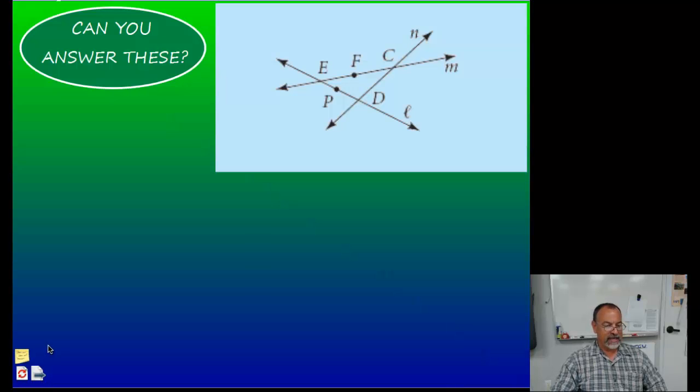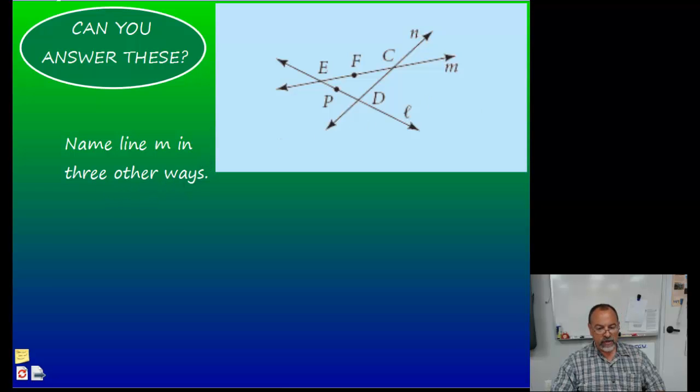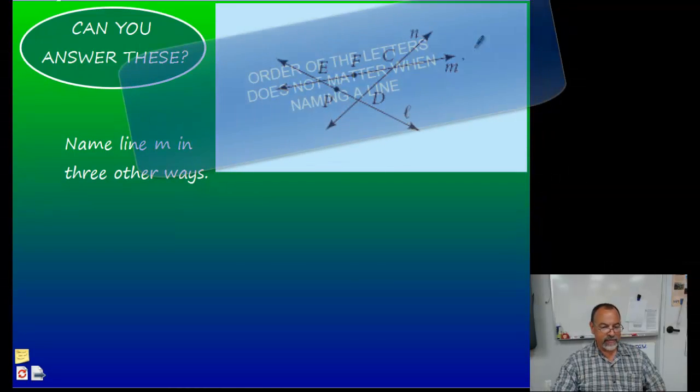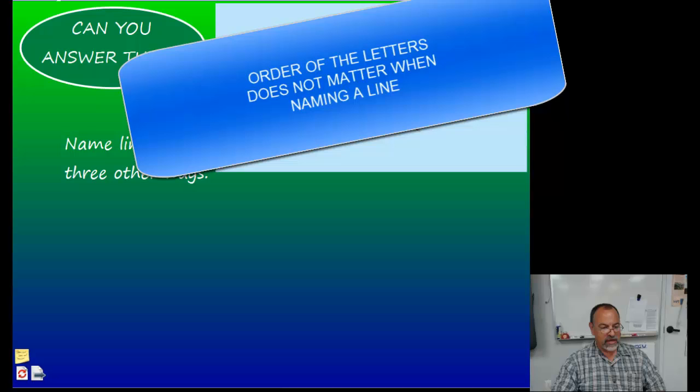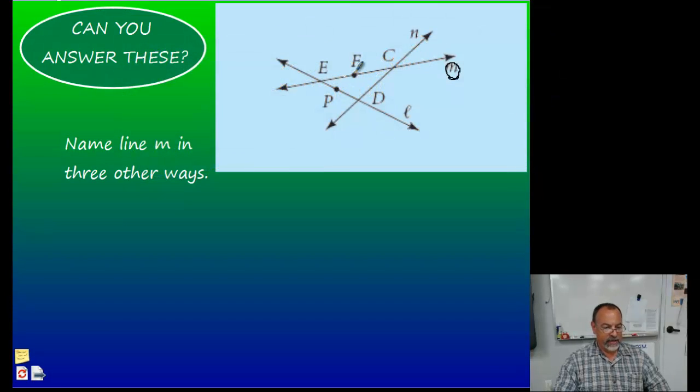Okay, so let's look at an example, and if you can answer these questions. So name line M in 3 other ways. Okay, so let's go ahead and do that. So if I find line M, well, here's the lowercase m, so we're talking about this line right here. Okay, how can I name that line in 3 other ways? So how do we name a line? We can use any 2 points that are on the line and then the line symbol. So here's a line, here's point F, here's point E, even though it's not there where 2 lines intersect, it makes a point. We'll talk about that later.